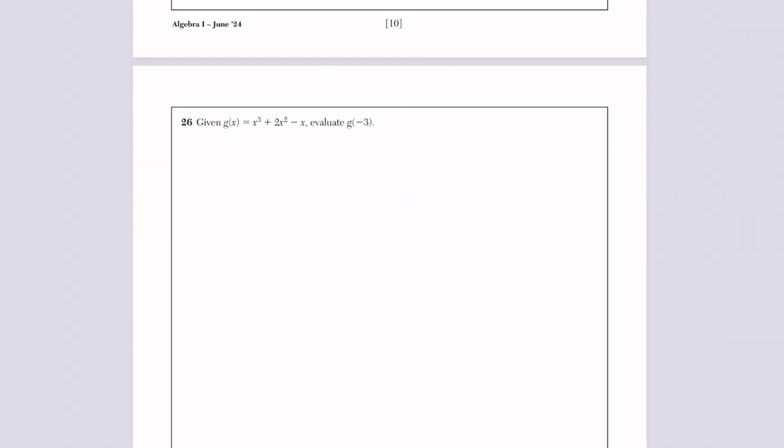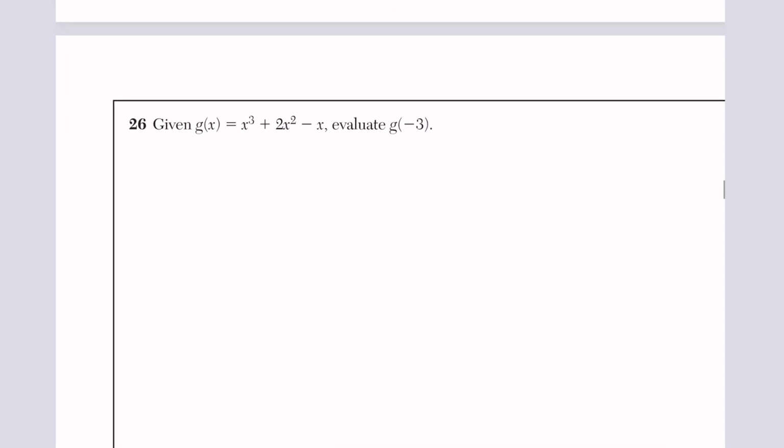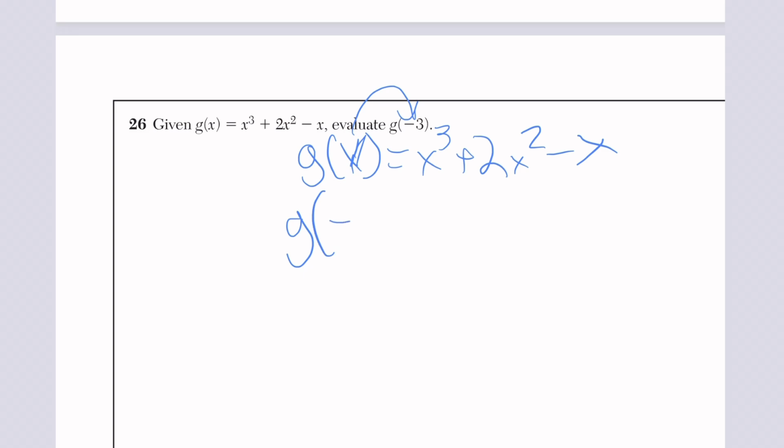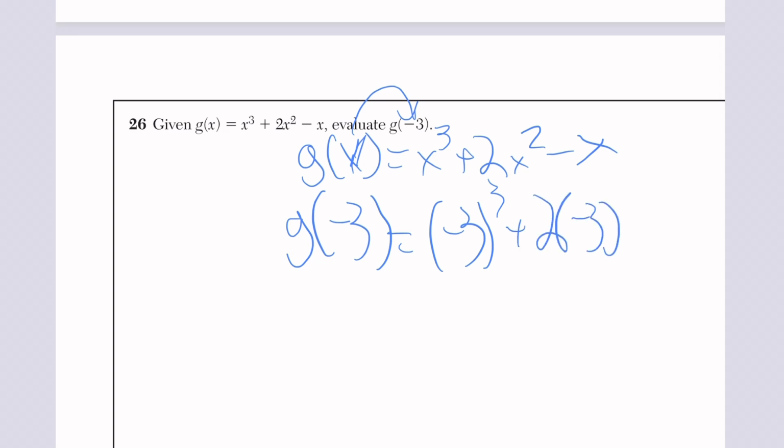Okay, next question, 26. You are given this function, evaluate g of negative 3. So, I'm just going to copy it down. g of x is equal to x cubed plus 2x squared minus x. g of negative 3 means that x is negative 3. So g of negative 3, you just plug in the negative 3 where the x is: negative 3 cubed plus 2 times negative 3 squared minus negative 3.